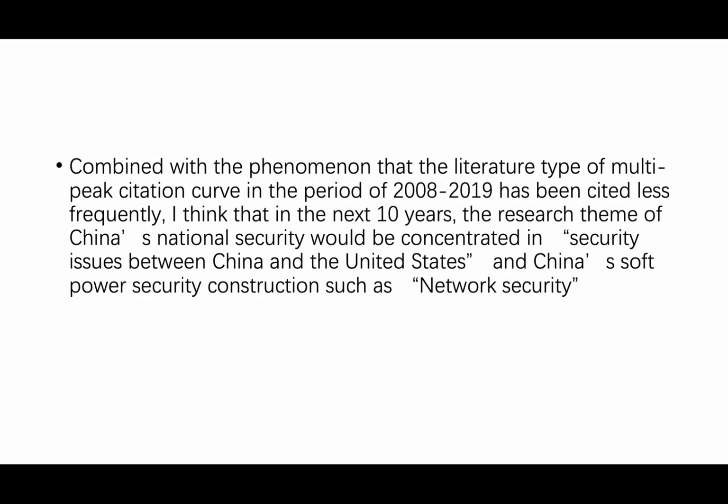Also, combined with the phenomenon that the literature type of the multi-peak citation curve in the first period has been cited less frequently, I think in the next 10 years, the research theme of China's national security will concentrate more on the security issues between China and the United States and on China's soft power security construction, such as network security. So that's all.